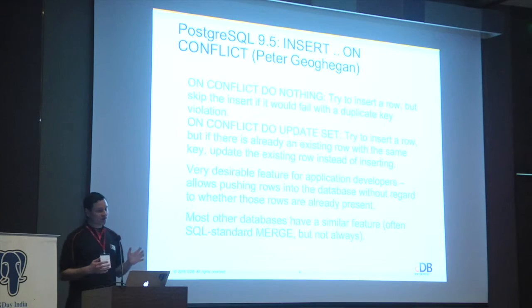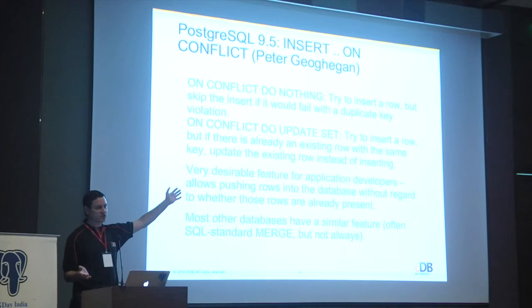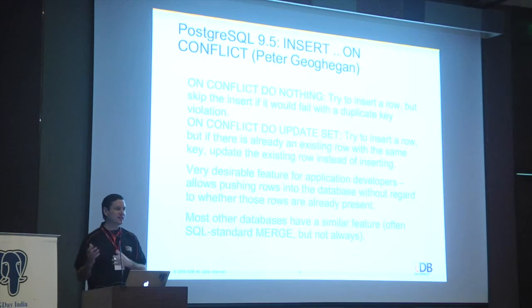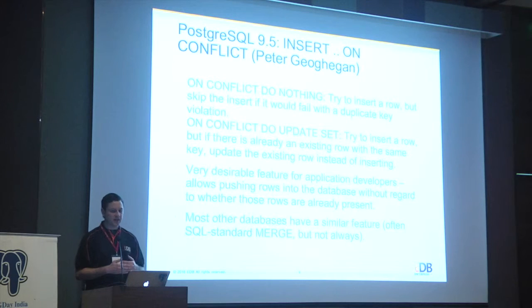But now in 9.5, we've got a couple of other options. And one of those is do nothing. So try to insert the row, but if there's already a row there with the same key values, then just don't insert the row after all. What's even more exciting is the do update set clause, which guarantees that you will either succeed in inserting the new row or you will succeed in updating the existing row. What you will not do, and this is very important, is fail with a serialization error. A huge, huge amount of work went into making that happen.